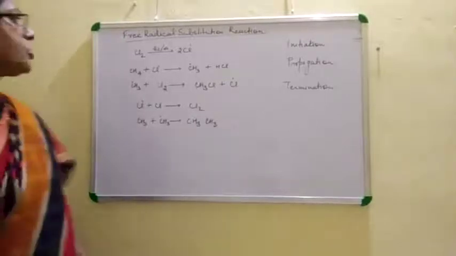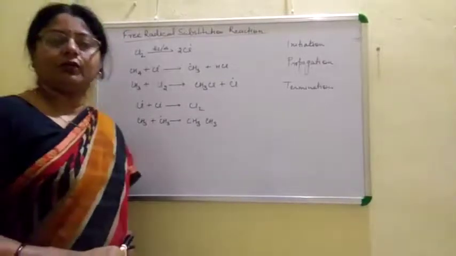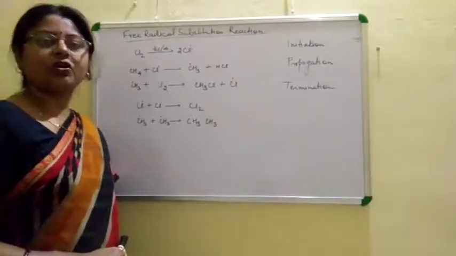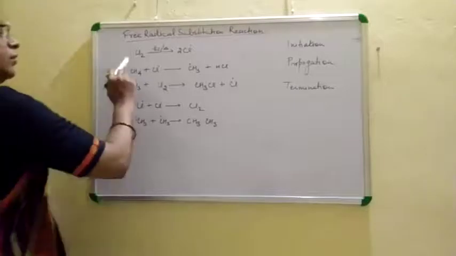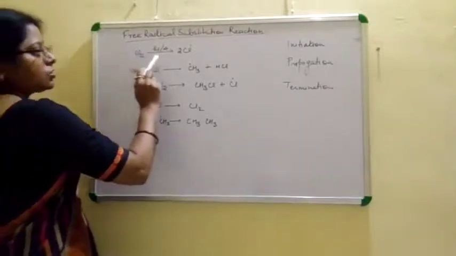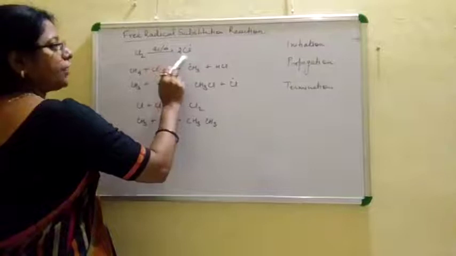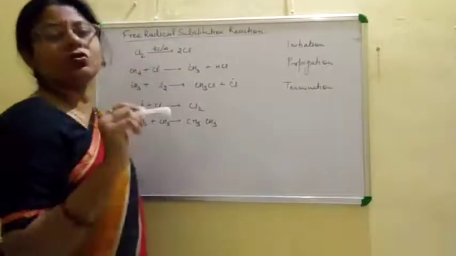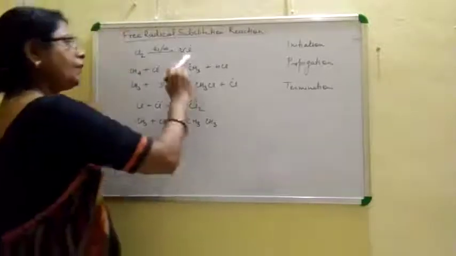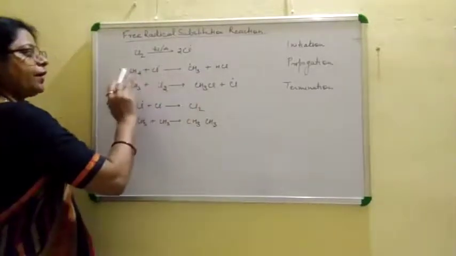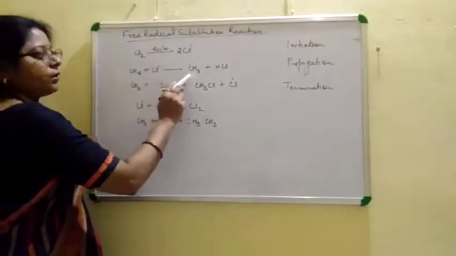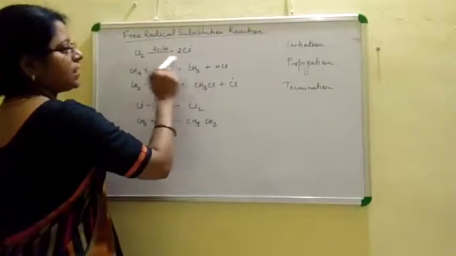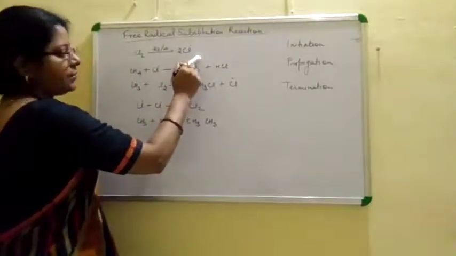Free radical substitution reaction takes place by the formation of free radicals, as in the halogenation of alkanes. Here, the halogen breaks down into free radicals either by thermolysis or by pyrolysis. Chlorine free radical is formed. This chlorine free radical attacks the alkane and forms the alkyl free radical. So this first step is the initiation step.